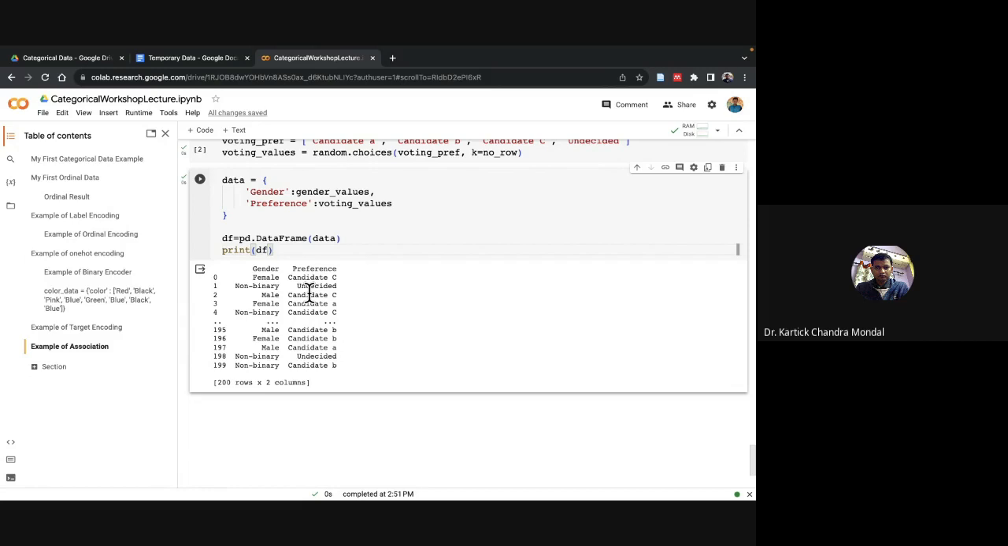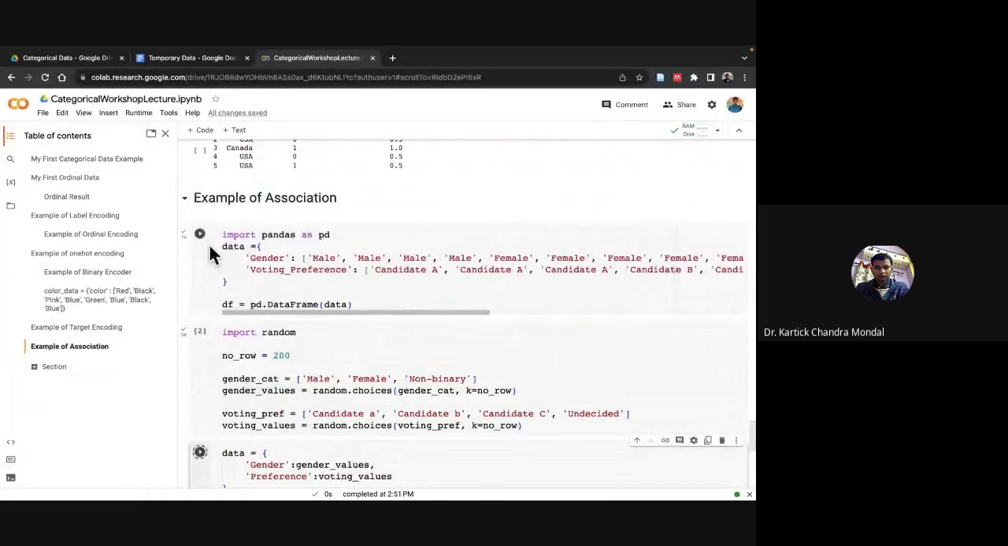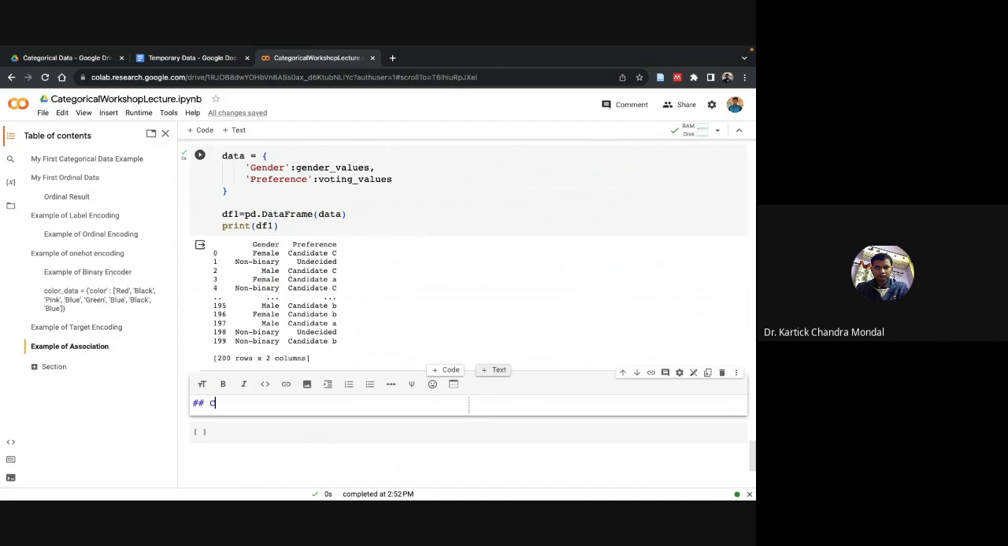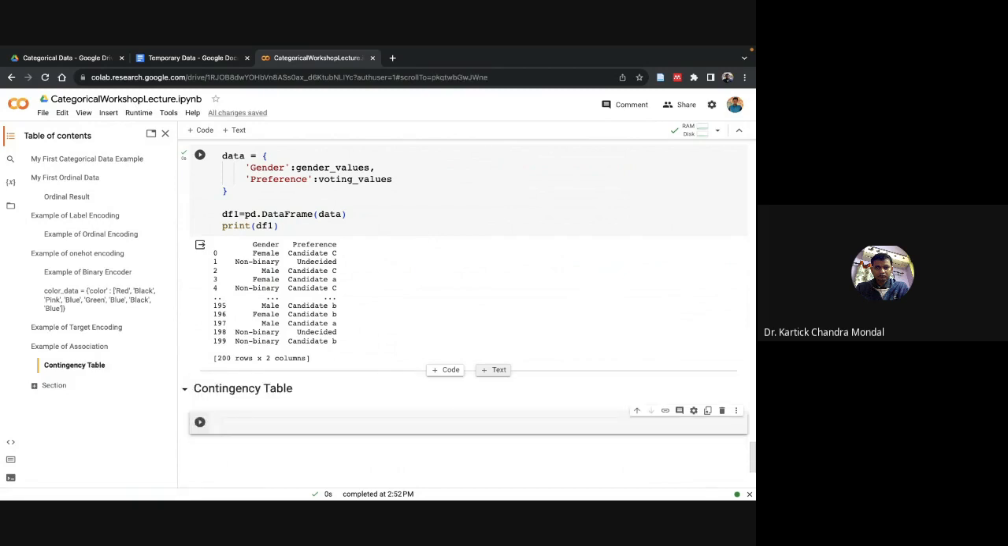Now, better you give this one a name, data frame 1, and you can give the data name data frame for this. Okay, so now we will try to find out the contingency table from this data set, both the data sets. So let's find out the contingency table of the data set.